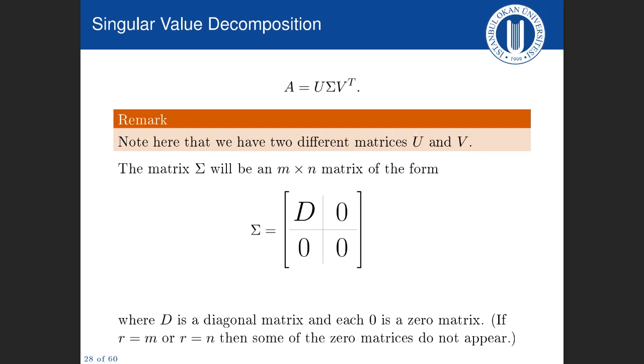The matrix sigma in the middle is going to look something like this. It's going to be an m by n matrix, so it's going to have the same size as A, and it's going to be made up of a diagonal matrix and some zero matrices. The diagonal matrix is going to be an r by r matrix, where r is the rank of A. And then we're going to fill the rest of the matrix in with zeros until we get a matrix which is the same size as A. Before I go on, let me just remark that, for example, if r is equal to n, then n minus r is zero. So we don't have these ones. We would just have D on top and zero underneath it. We're going to start with our diagonal matrix D, and then we're going to be adding in just enough zeros so that we end up with an m by n matrix.